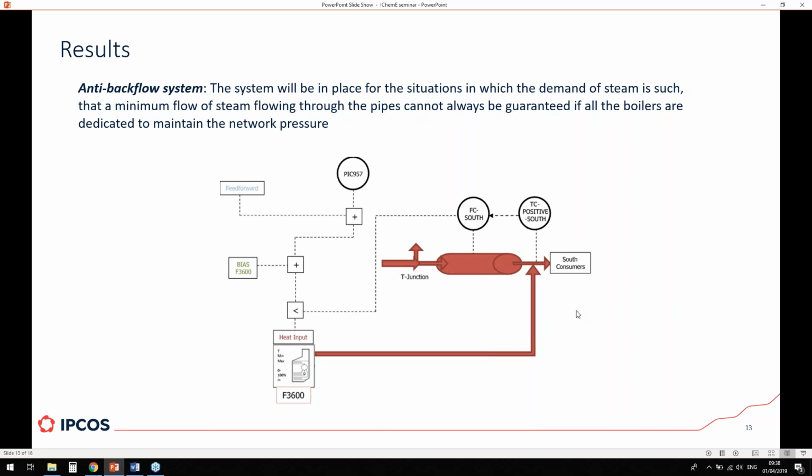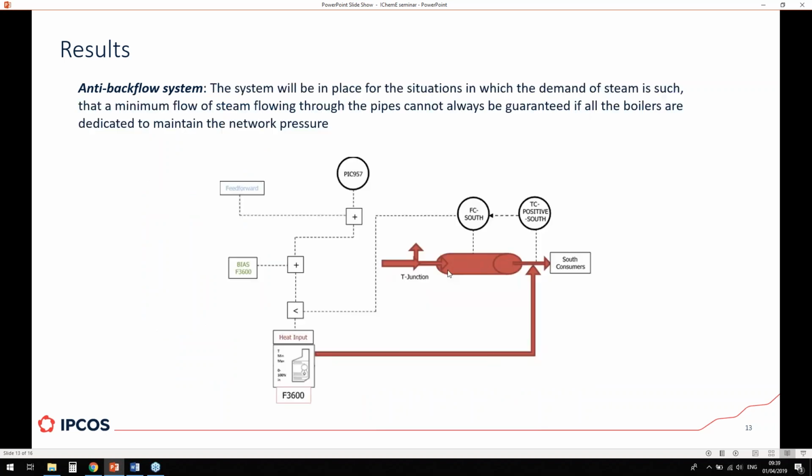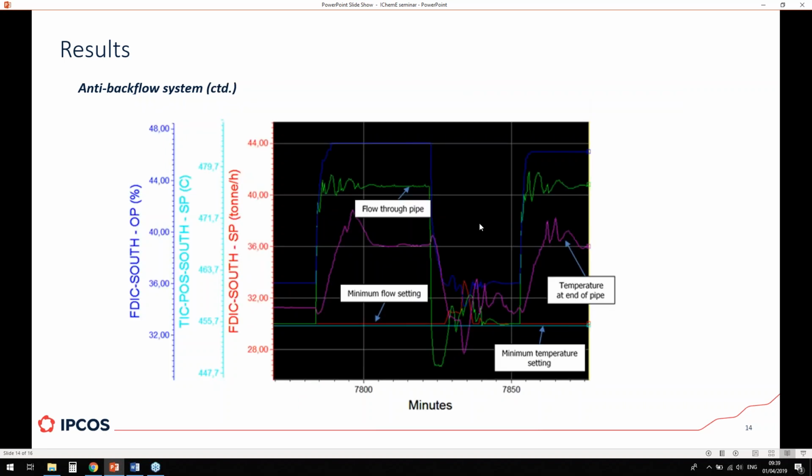But we simulated this situation and actually developed some logic. So it was not only this schematic that we provided them with, we also provided specific details on how to implement this type of system in the DCS. And then you can see here that in green we have the flow through the pipe. We have a big change in the consumption. You see how it suddenly drops, but the moment it drops, immediately we have the flow controller we were mentioning here, that guarantees a minimum flow, and that flow controller then takes over and recovers the flow.